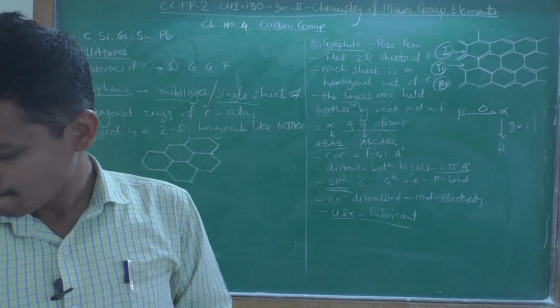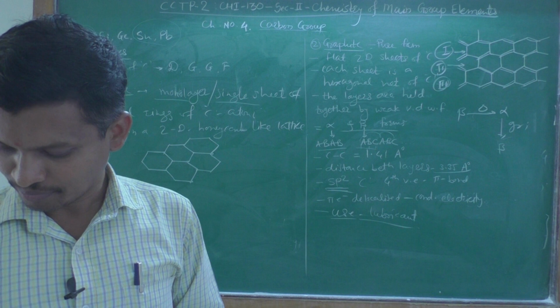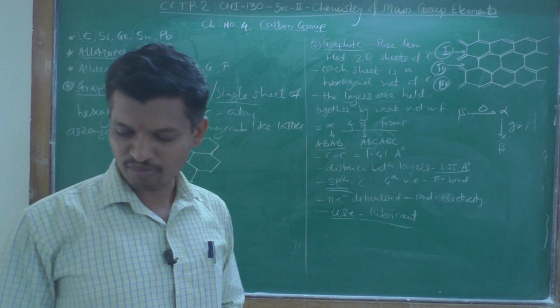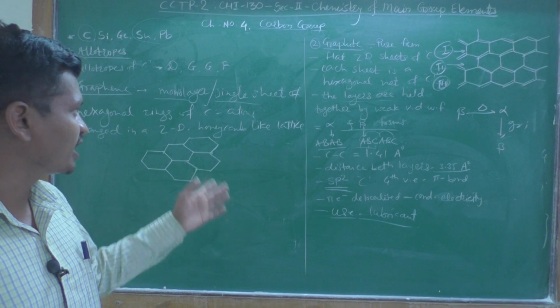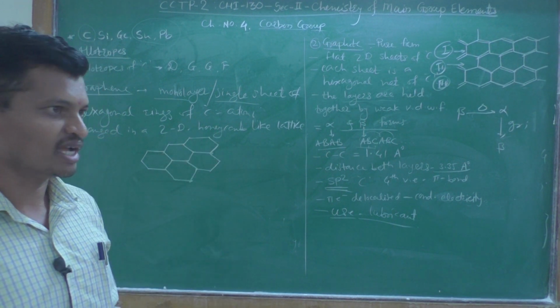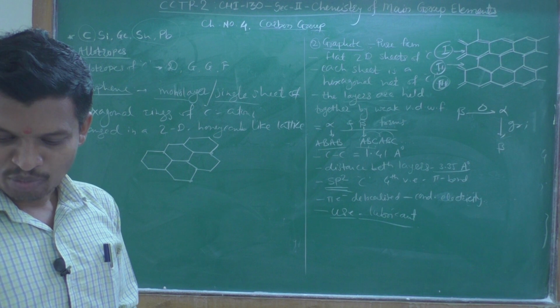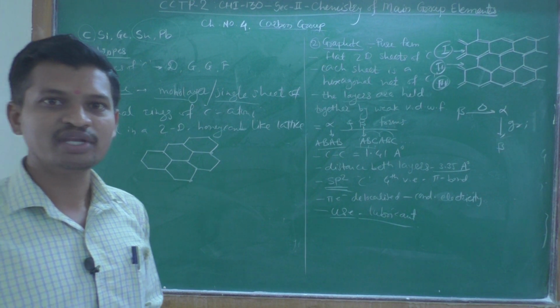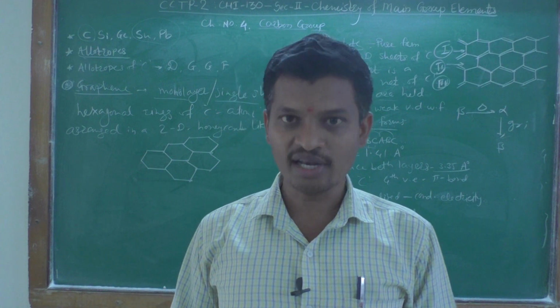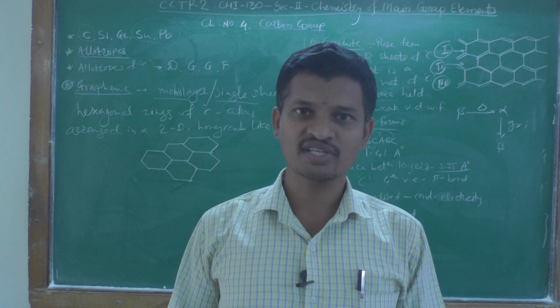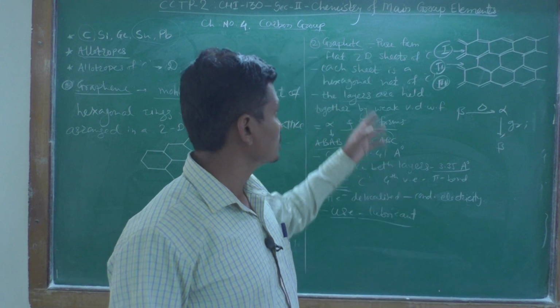Like graphite, each layer of graphene is made up of hexagonal rings that I have shown, and they give a honeycomb-like appearance. Now the properties of graphene: it is highly pure in nature. Graphene is also one of the strongest materials.